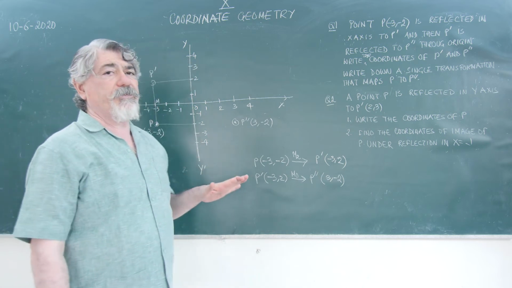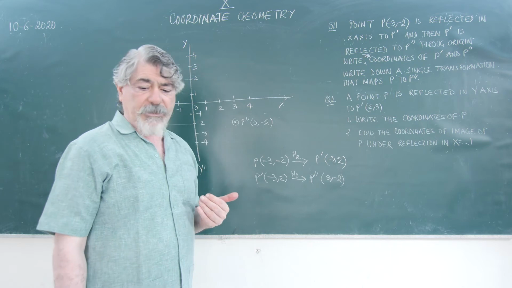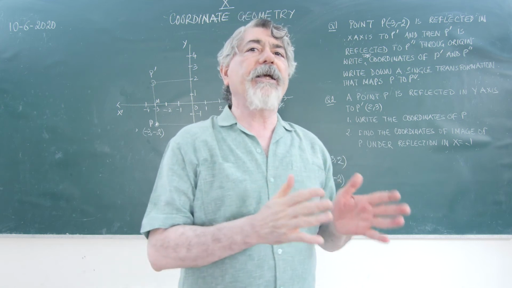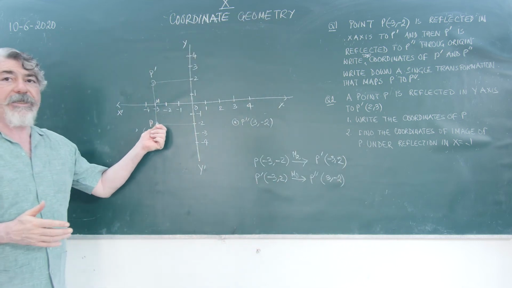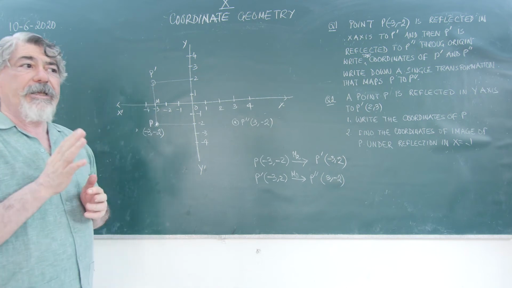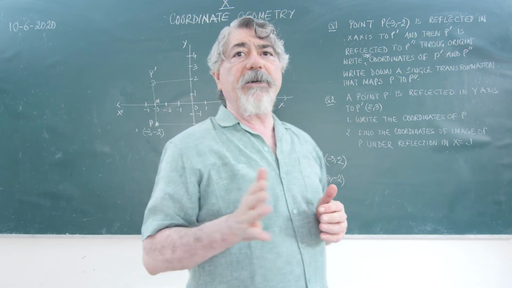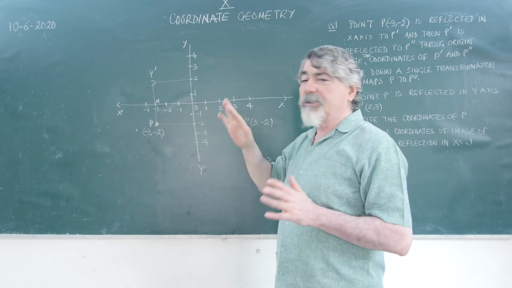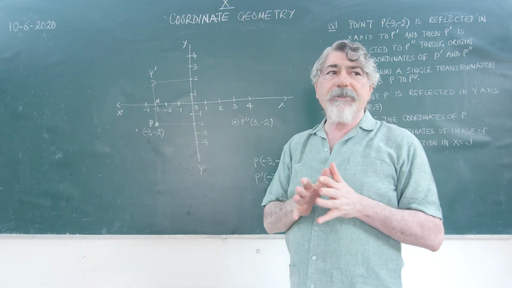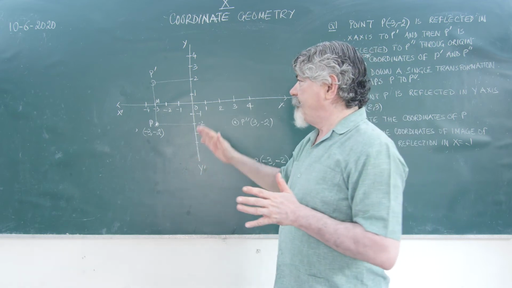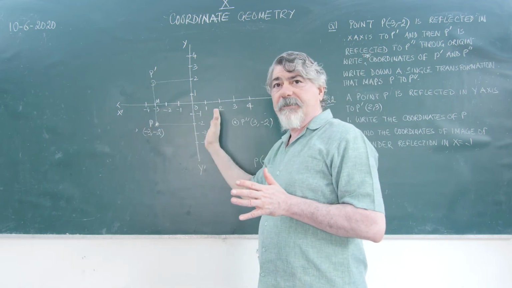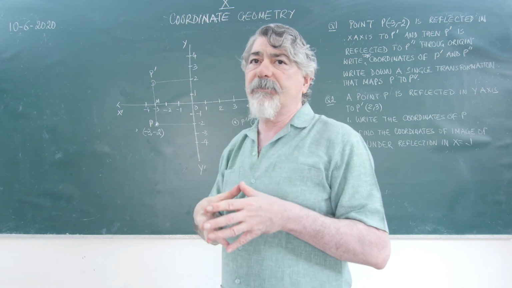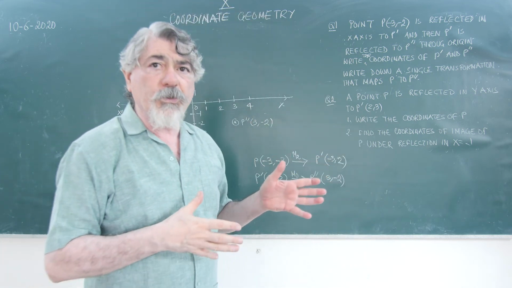Now this is called a double transformation. Why is it called a double transformation? Because first I reflected the point P in the x-axis to P dash, and then I reflected P dash to P double dash through the origin. So it is a double process. I have done two transformations, one through the x-axis, one through the origin.